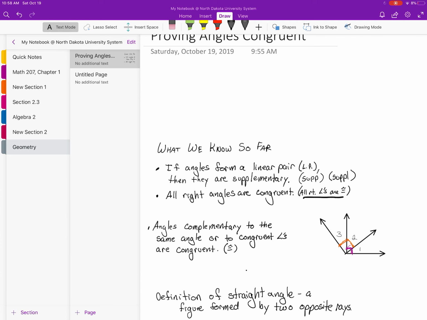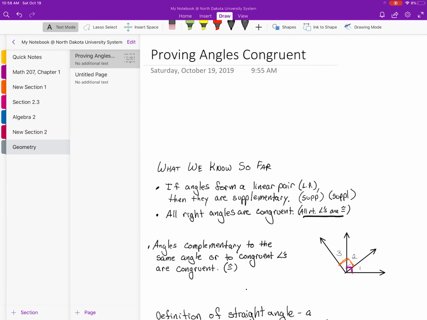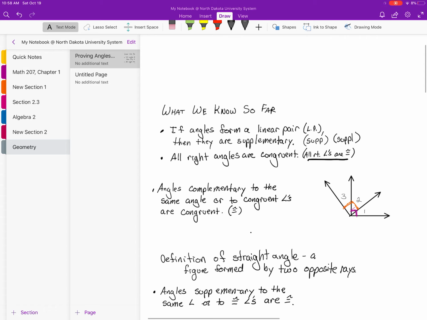Hello, geometry. I have exactly 8% left on this iPad to try to prove angles congruent, or help you guys learn to prove angles congruent. So let's get started. All right, what do we know so far? These are the things we're going to use today. There are many things we've learned so far. These are the ones we're going to use today.